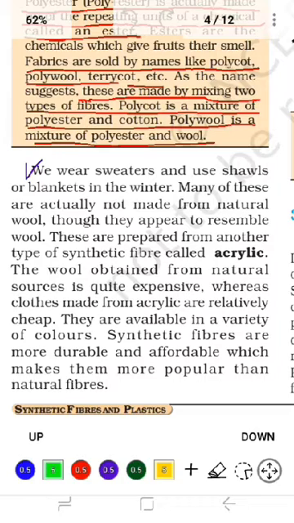We wear sweaters and use shawls or blankets in the winter. We use these in winter. But many of these are actually not made from natural wool, though they appear to resemble wool. These are prepared from another type of synthetic fiber called acrylic. So the question is, what are these made of? If natural wool is not used, what is used? They look like natural wool, but a synthetic fiber is used. These are called acrylic.